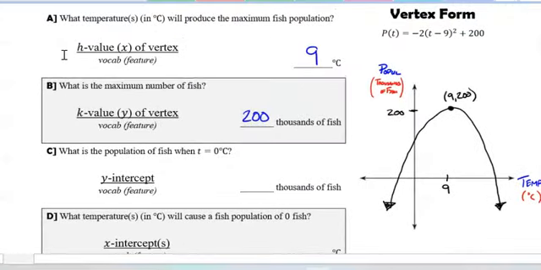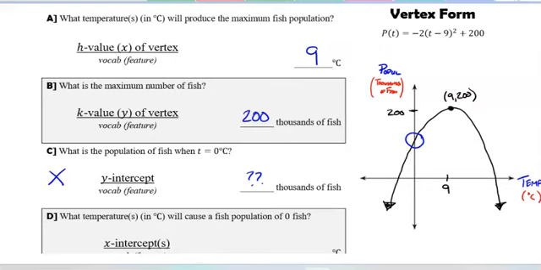What is the population of fish when the temperature is 0 degrees Celsius, or the y-intercept? This is unknown to us from our sketch of the graph. We do not know the exact y-intercept value and would need to do more work to pull it out from the given equation. We're unable to answer the y-intercept.